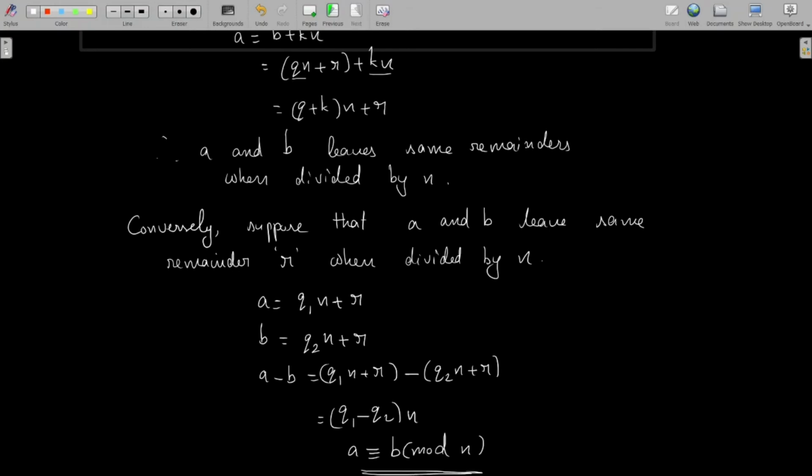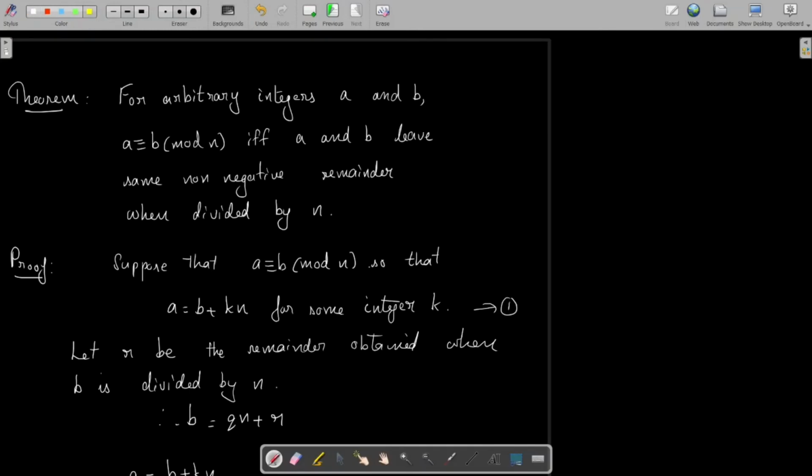By definition of congruence, A is congruent to B mod n if and only if A minus B is a multiple of n. Therefore, if A and B leave the same remainder r when divided by n, then we can show that A is congruent to B mod n. Hence, we proved the necessary and sufficient parts of the theorem. Now, let us apply this theorem.